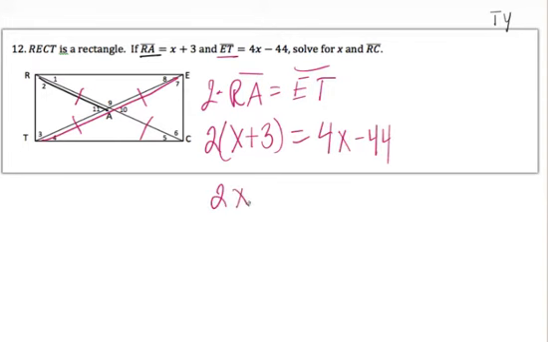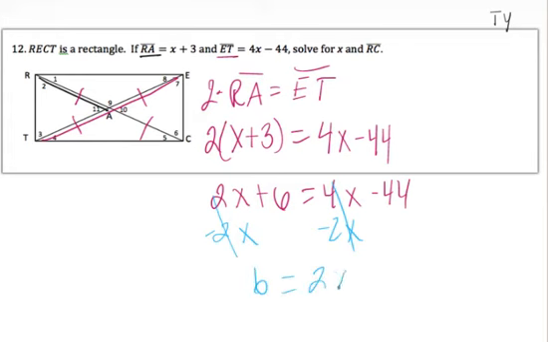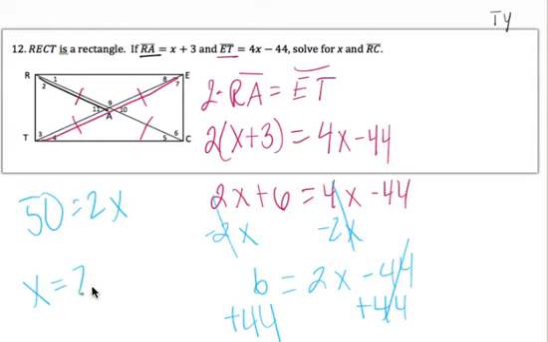Alright, so we get 2x plus 6 equals 4x minus 44. Let's go ahead and move my pieces to their appropriate places. We're going to subtract 2x. Sorry, that didn't cancel. That's the 2x. And we're going to add 44. That cancels away. And we get 50 equals 2x, so x equals 25. Oops. X equals 25. There we go. Changed colors on you.